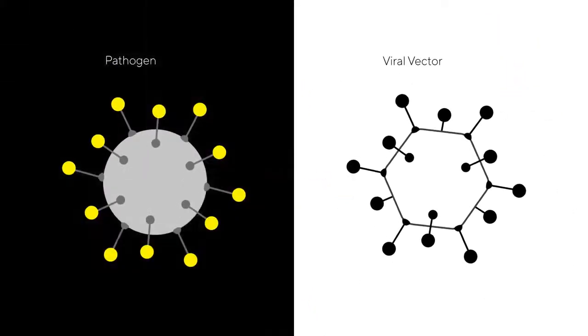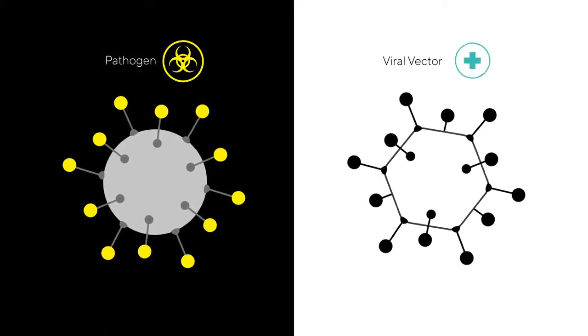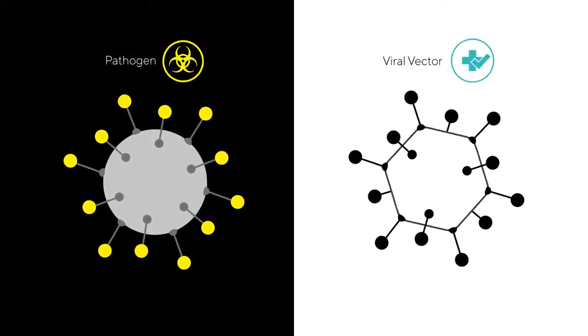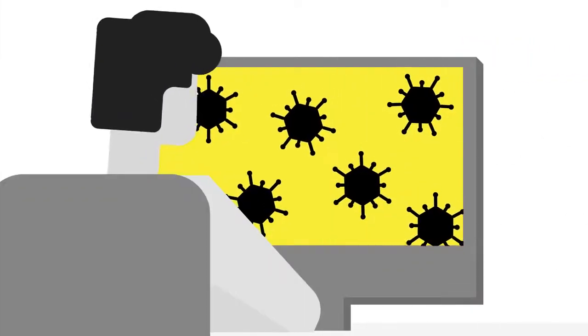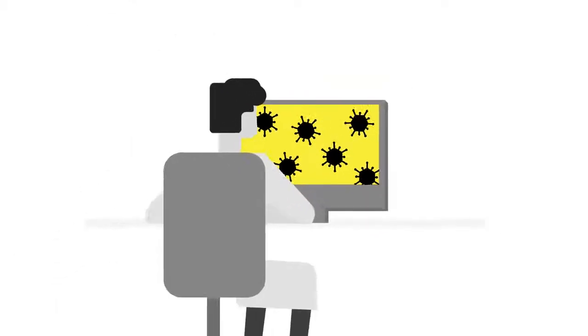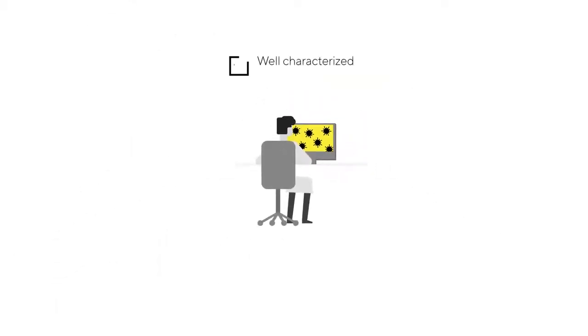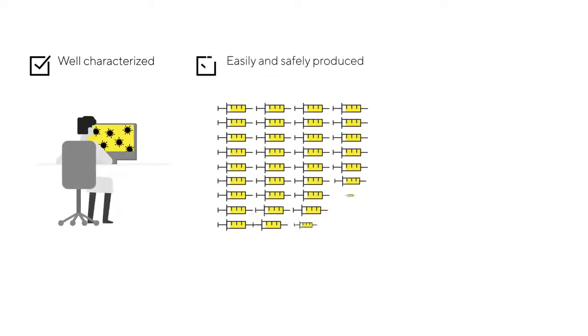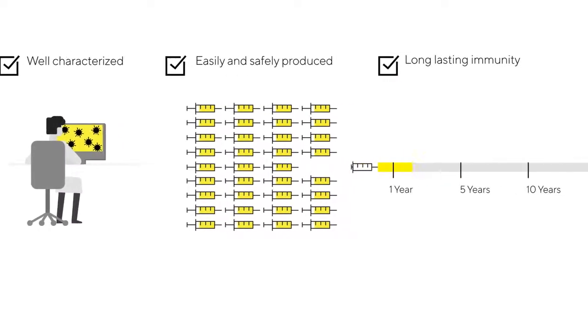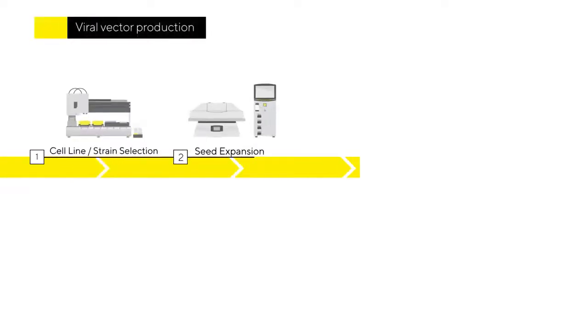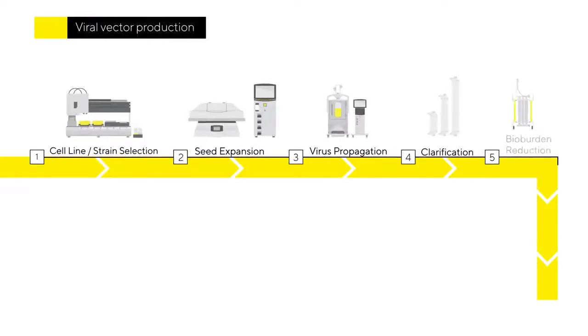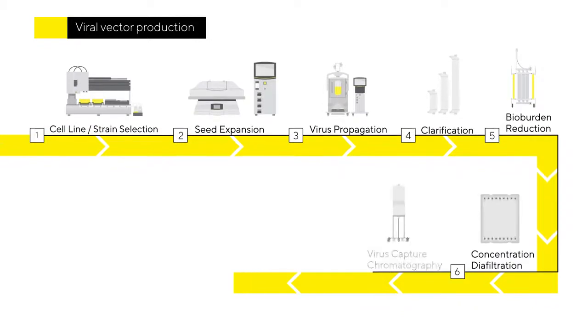Viral vectors are genetically modified, meaning they are harmless and do not cause disease. However, not all viruses can be used as viral vectors. Candidate viruses must be well characterized, easily and safely produced, and must induce long-lasting immunity. Once the viral vector has been selected, the development and manufacturing process begins.